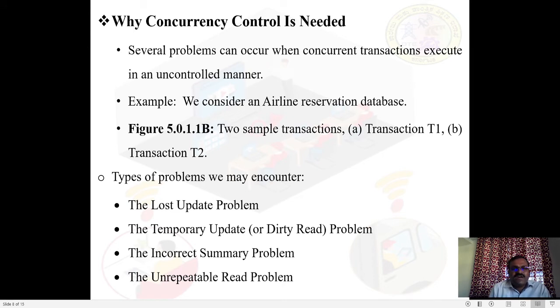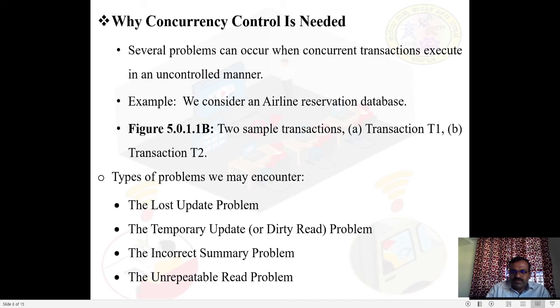Then, why is concurrency control needed? Several problems can occur when concurrent transactions execute in an uncontrolled manner. For example, we consider an airline reservation system or database.